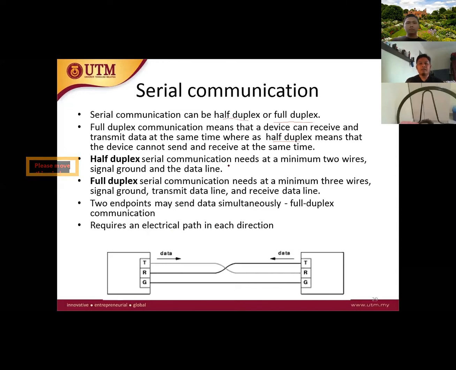So half duplex basically needs a minimum of 2 wires. For full duplex, a minimum of 3 wires.